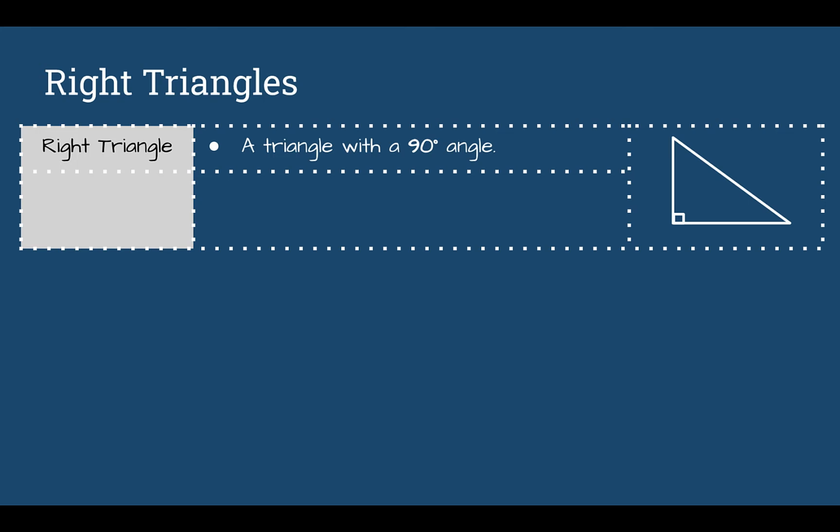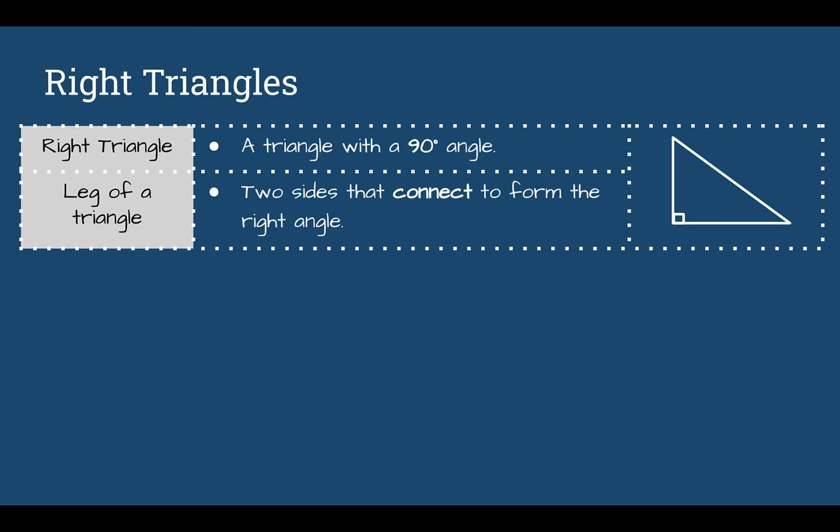So a right triangle is a triangle with a 90-degree angle. Generally, it's going to be indicated with that little square in the corner. It doesn't always show up, but usually it will be there. Sometimes it might be marked as 90, or they might tell you it's a right triangle without putting it there. Either way, it's going to have one 90-degree angle.